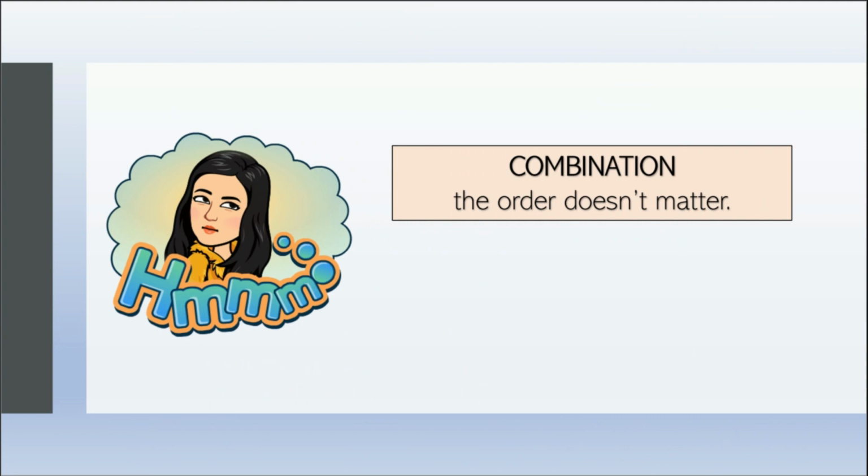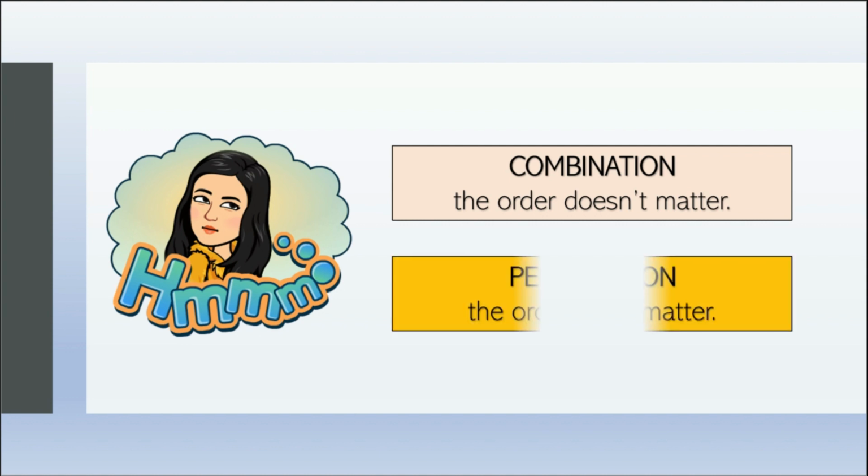Have you noticed the difference now? When we say combination, the order doesn't matter. In other words, the arrangement of objects is not important. ABC is similar to CBA, while in permutation, the order does matter. In other words, the arrangement of objects is important. To put it simply, ABC is different from CBA.